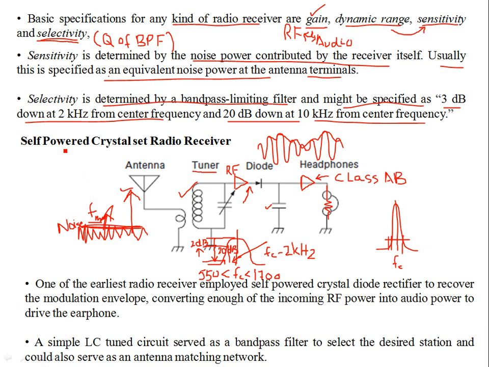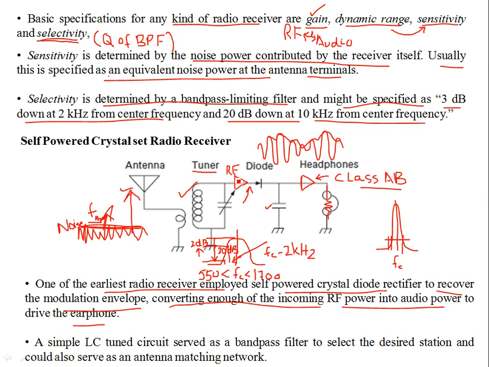So this is a self-powered crystal set radio receiver, and it's one of the earliest radio receivers, employing a self-powered crystal diode rectifier to recover the modulation envelope, as we have seen before for the AM receivers. It converts enough of the incoming RF power into audio power to drive the earphone. This is one of the earliest models, so you don't see any class AB amplifier over here for audio amplification or audio high fidelity purposes.